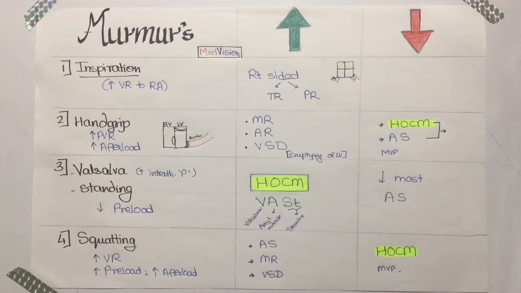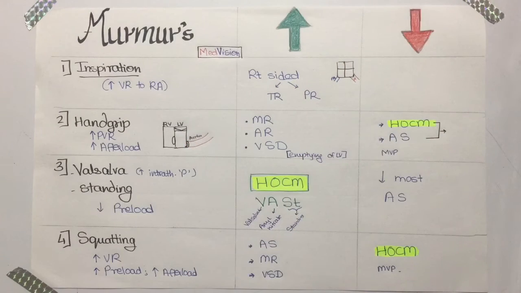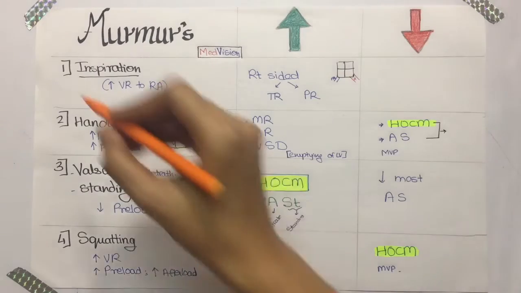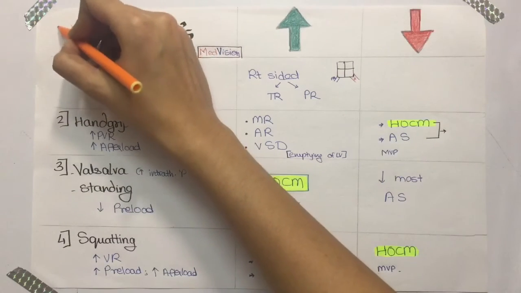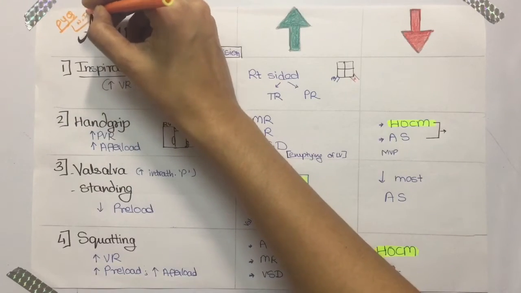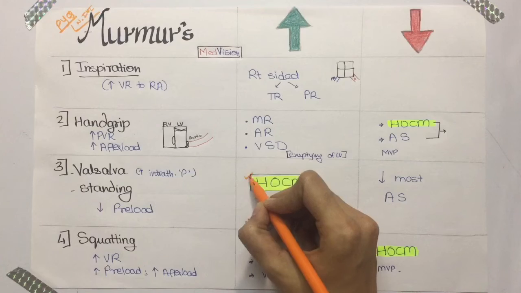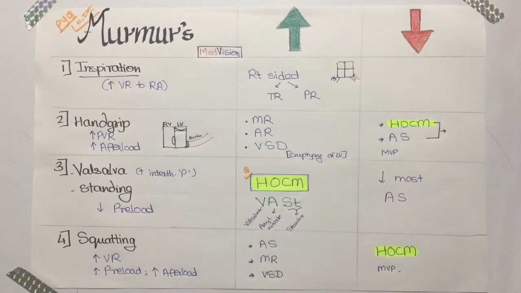Hello everyone. Today let's understand the murmur variations, that is, which murmurs increase or decrease with respect to inspiration, Valsalva, hand grip, etc. Now I have summarized all the information of this topic in a single page so that it's easier to revise. Also do enter this topic in your 20th notebook because it has been previously asked both in NEET and INI-CET. So let's understand. First we will be starting with the HOCM murmurs because this is most important.